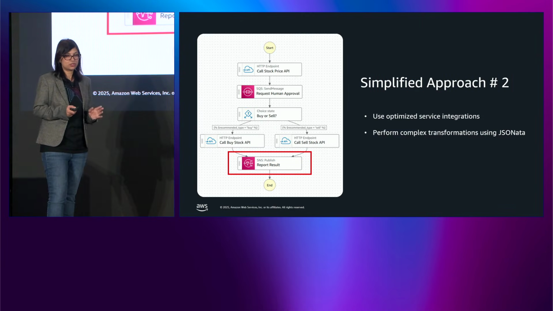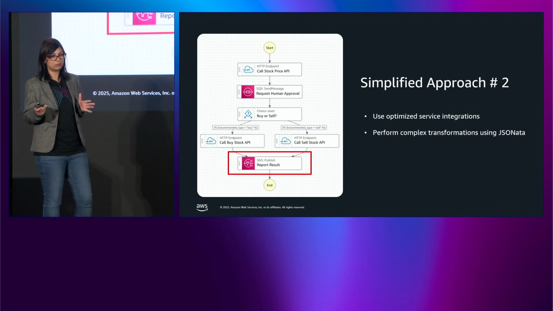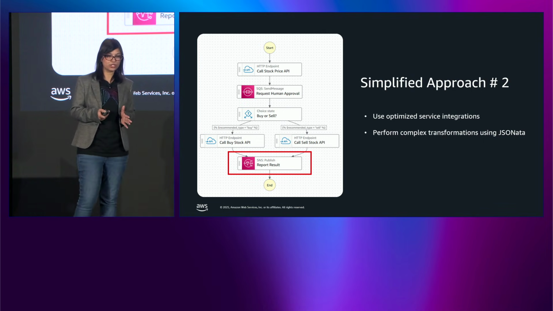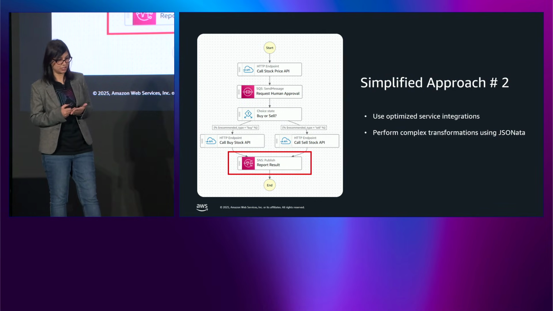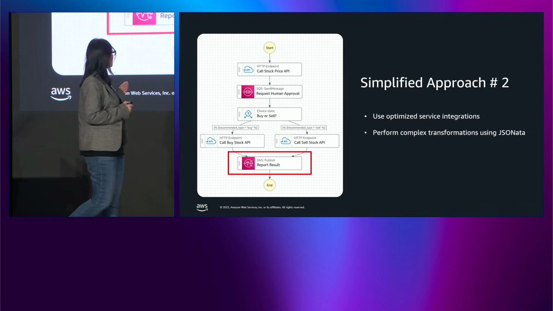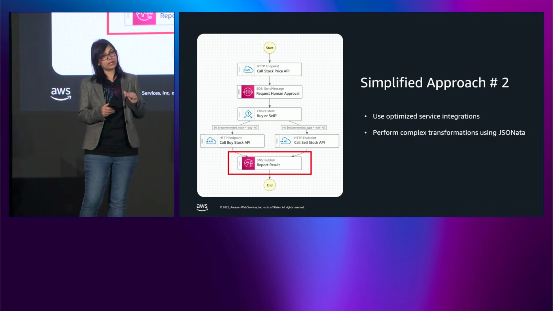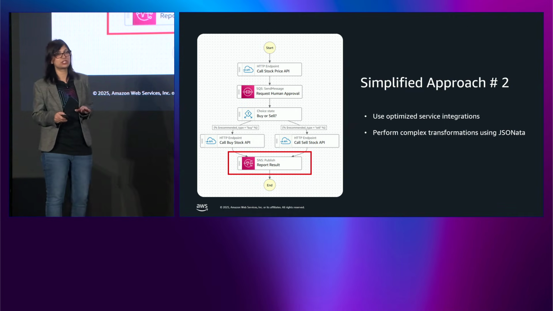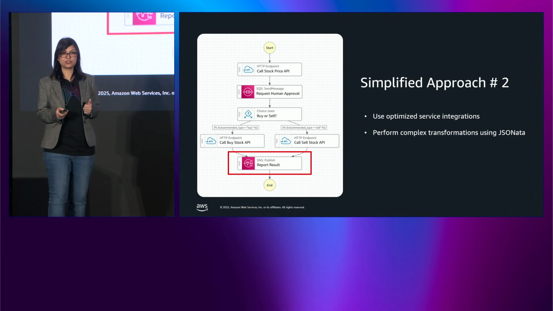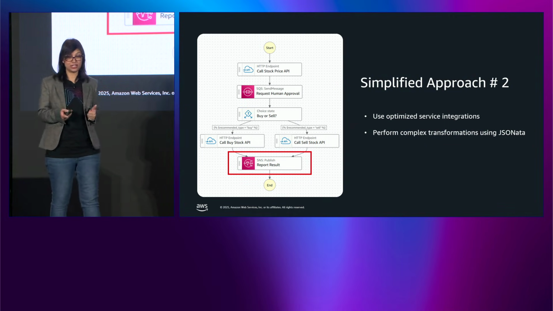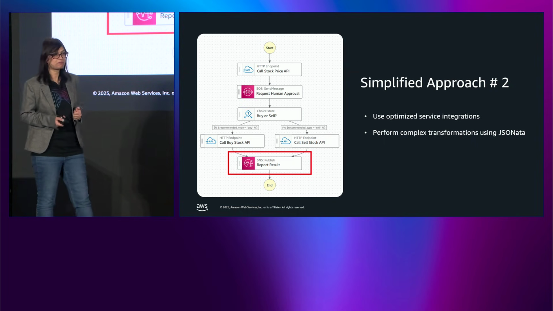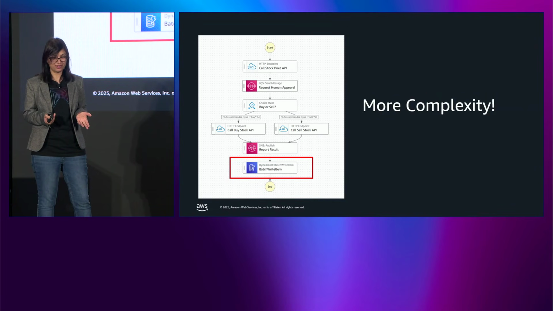And this brings us to the simplified approach, or strategy number 2, where we are using optimized service integrations. In this case, we are using SNS Publish for the optimized service integration, and we are again performing all the complex transformations using JSONata. In this case, you saw we did a lot of data aggregation as well as part of this. Now, does the story end here? That would be too simple, right? Let's complicate it a little more.